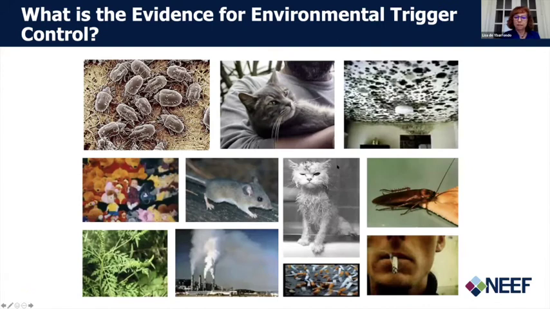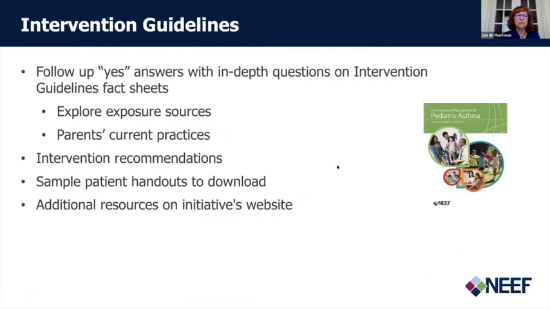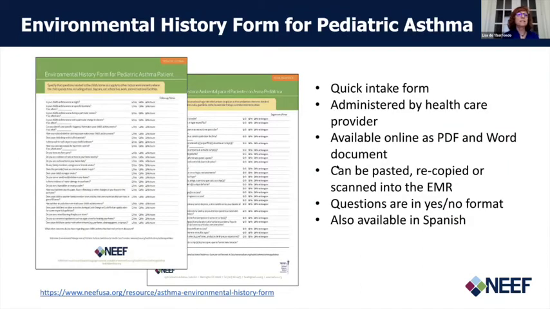Oh, somehow it skipped very quickly. Sorry about that. Okay, this is the environmental history form for pediatric asthma. It is very simple to read, very simple to fill out. It's available both in English and Spanish, a quick intake form administered by a healthcare provider, available online, PDF and Word document, and can be pasted, recopied, or scanned into your EMR.